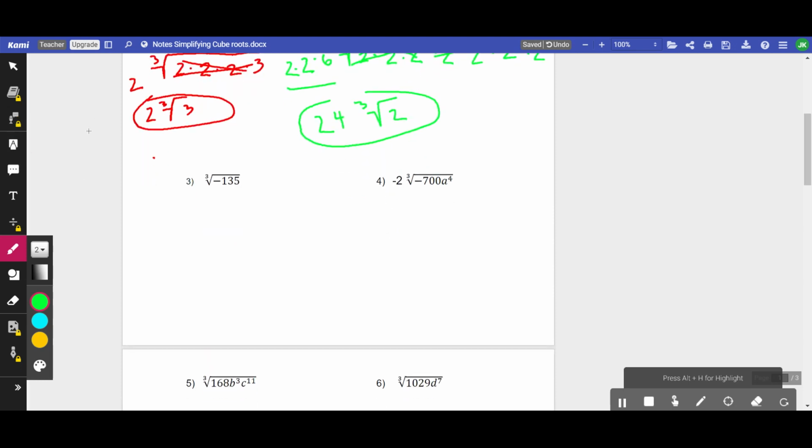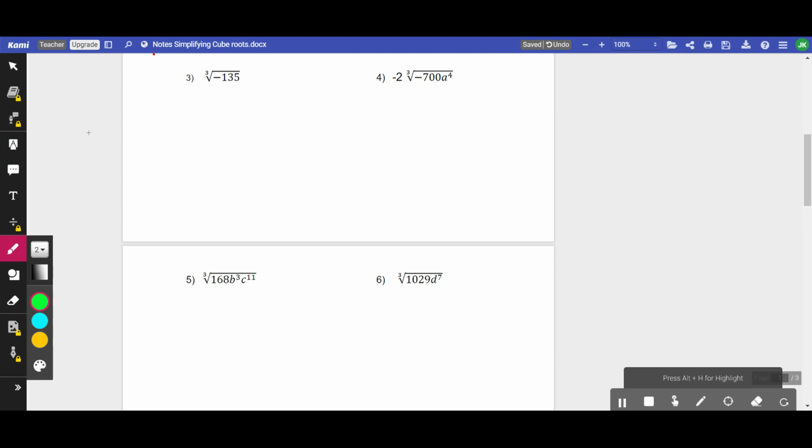And then for number 3 here, this is the cube root of the negative 135. I would ignore the negative just to start. We're going to list out the numbers and then I'll talk about the negative sign. So just pretend it's a positive to start to make it easier here. So you're going to write the prime factorization of the 135 here.